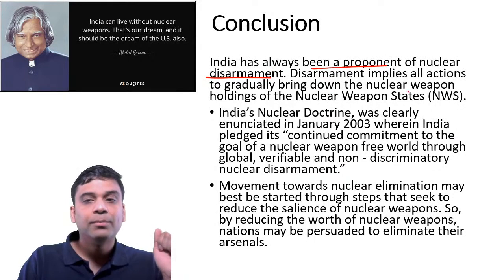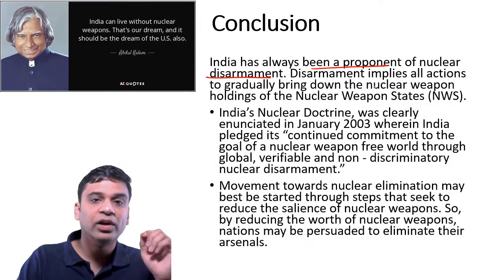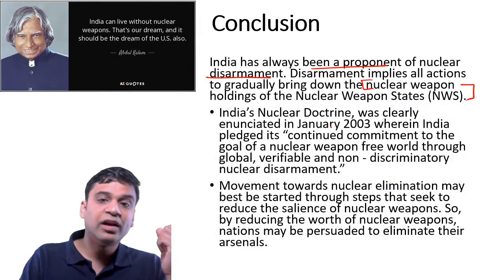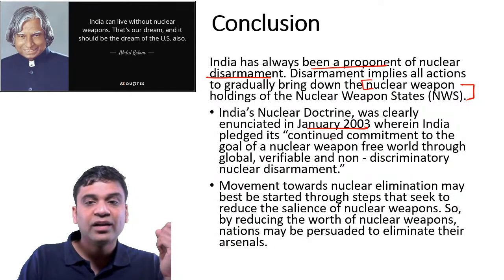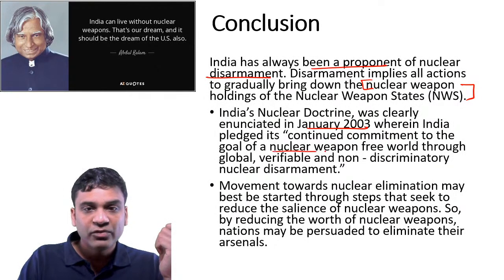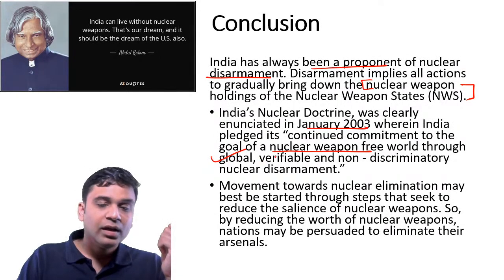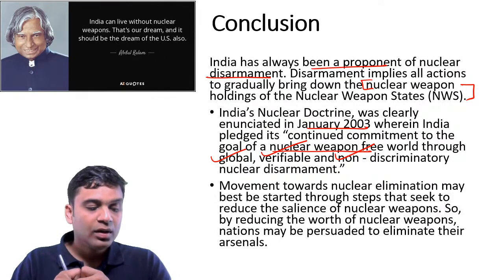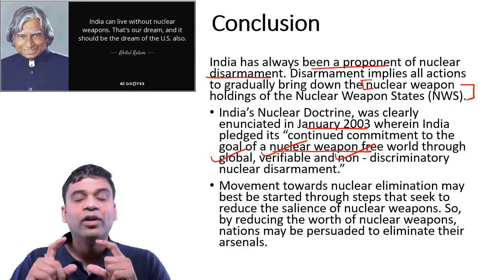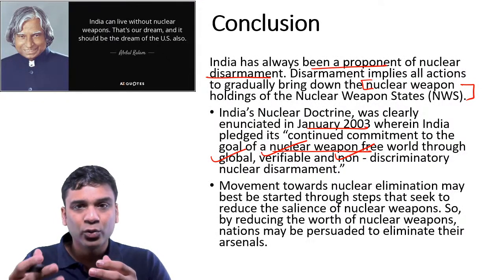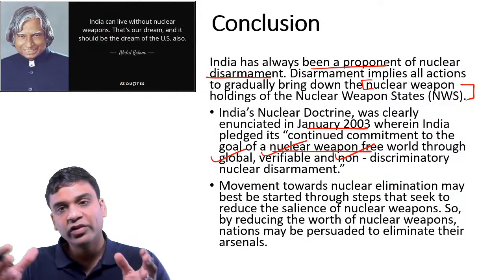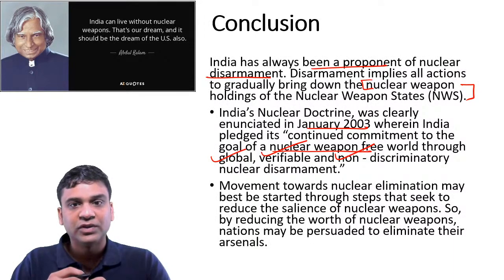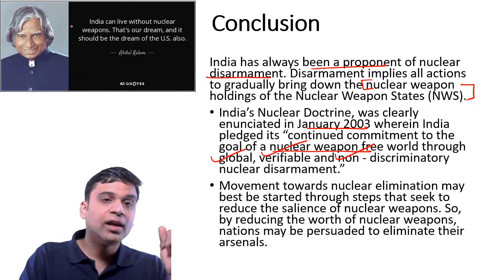Disarmament implies all actions to gradually bring down the nuclear weapon holdings of nuclear weapon states. And in our nuclear doctrine of January 2003, India is committed to the continued goal of a nuclear weapon-free world by global, verifiable and non-discriminatory nuclear disarmament. So India has always strongly stood for this. It is nothing new. It is not a new treaty that is involved, and suddenly we can't jump to this new treaty.